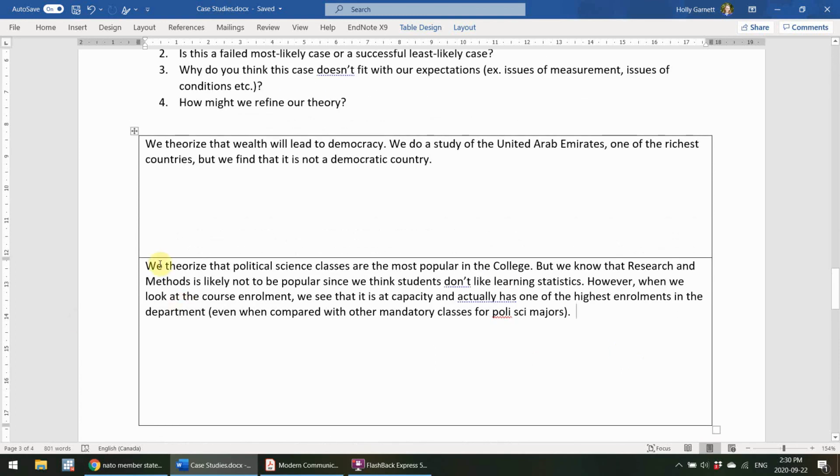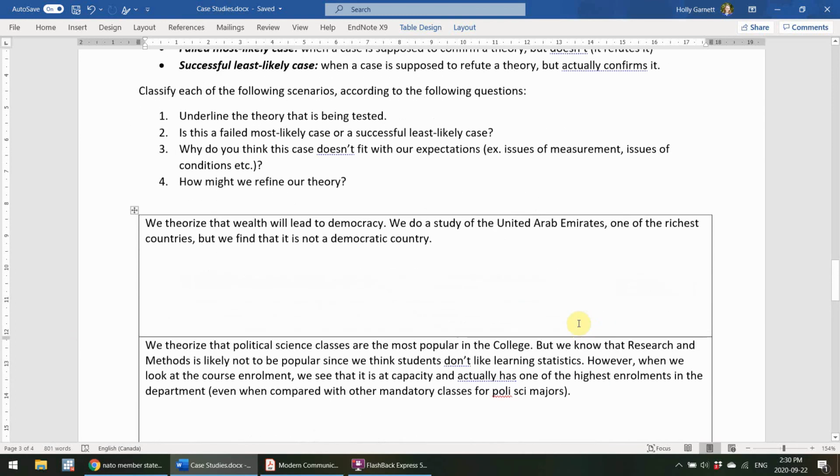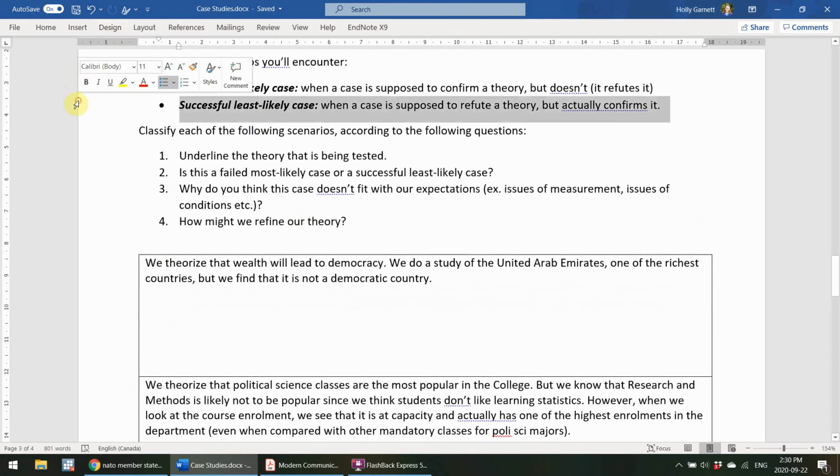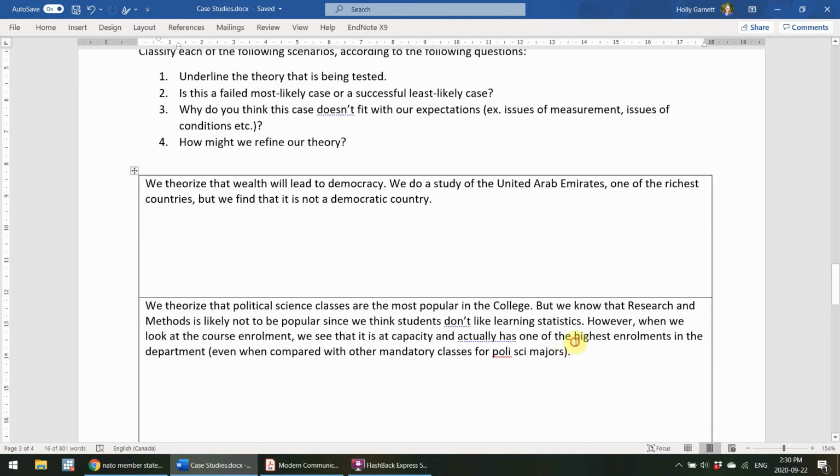Yeah, bear with me. It's not the best example ever, but to be quite honest, I have not encountered a successful least likely case in real research. Anyway, I think we get the gist though.